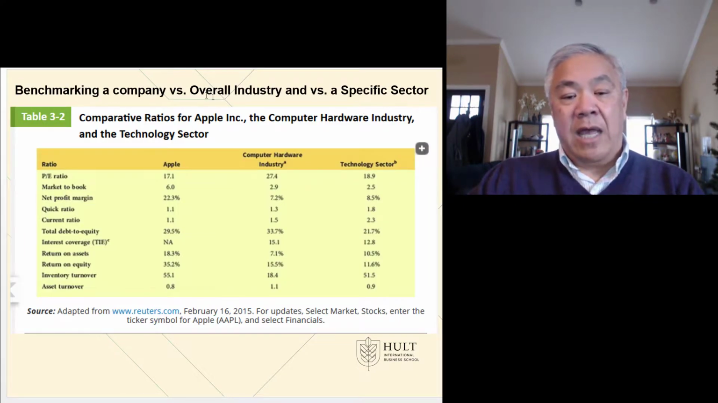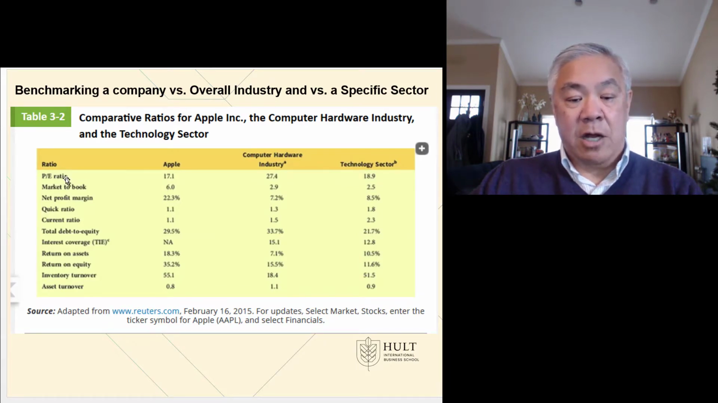And finally, we're going to look at the benchmarking. Here we're going to move out of MicroDrive and look at Apple Computer. And against Apple Computer, we'll compare it to the computer hardware industry at large and then the tech sector overall. And so we can look at all these ratios that we've seen previously, PE ratio, quick ratio, etc. And it's pretty simple once you have the numbers side by side to compare them and to make assessments.